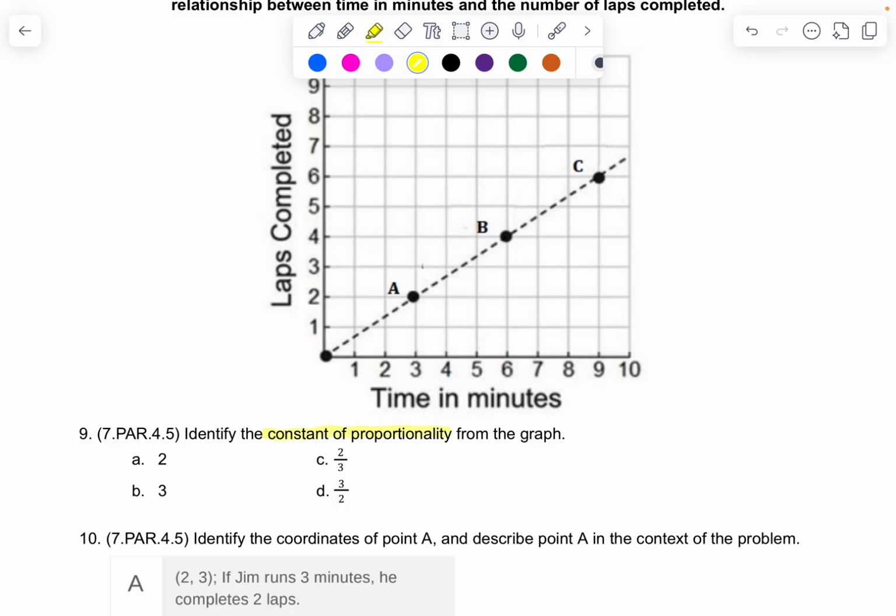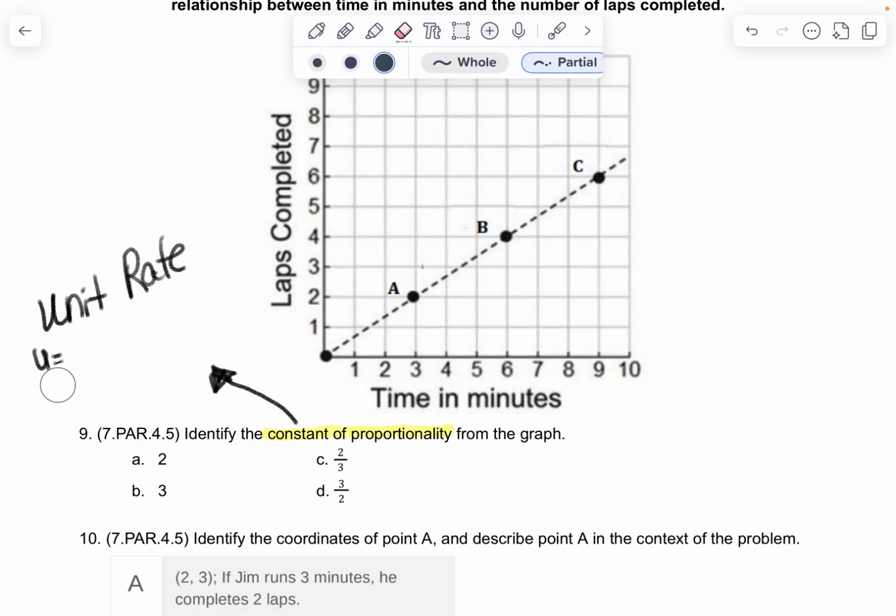Oh, there it is again. And I told you, when you see constant of proportionality, we're going to do a brain dump real quick. Constant of proportionality is unit rate. It's k equals y over x. As an ordered pair, it's going to be 1, y.